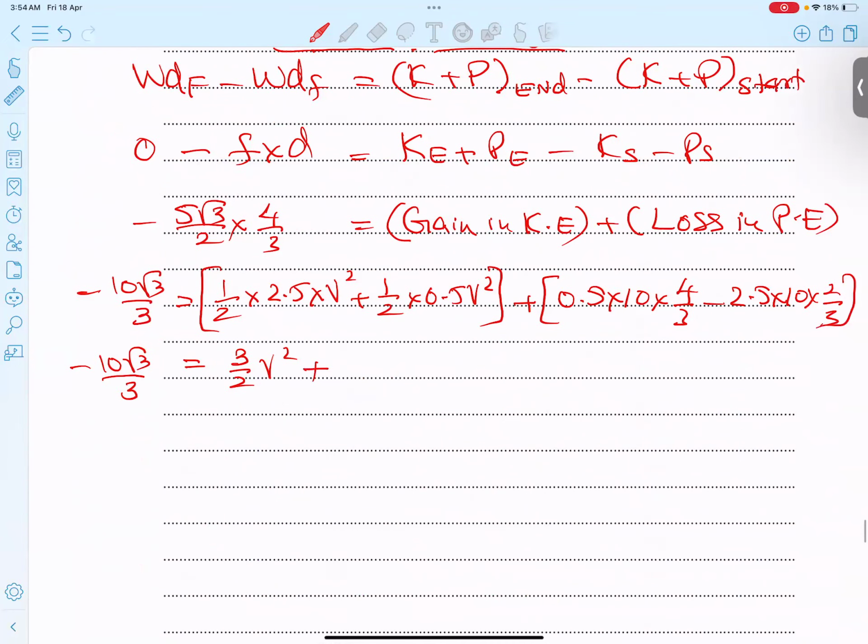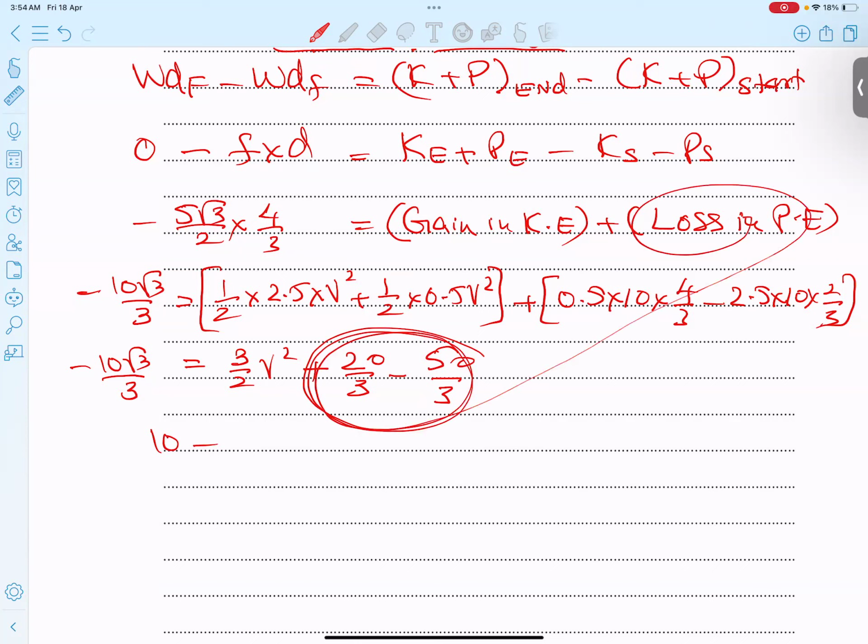Now students, let's try to solve it. I'm typing separately: 5 into 4 by 3, and I got 20 by 3. And 25 into 2 over 3, I got 50 over 3. 20 divided by 3 minus 50 divided by 3, I got negative 10. That is why it's called loss. So you can understand why it is loss.